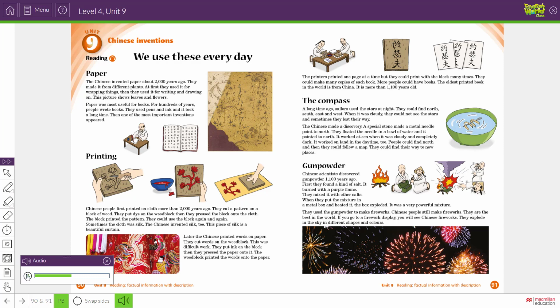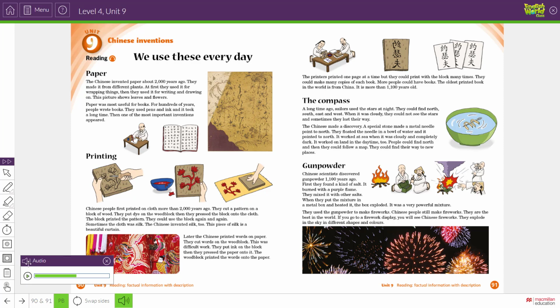They could make many copies of each book. More people could have books. The oldest printed book in the world is from China. It is more than 1,100 years old.